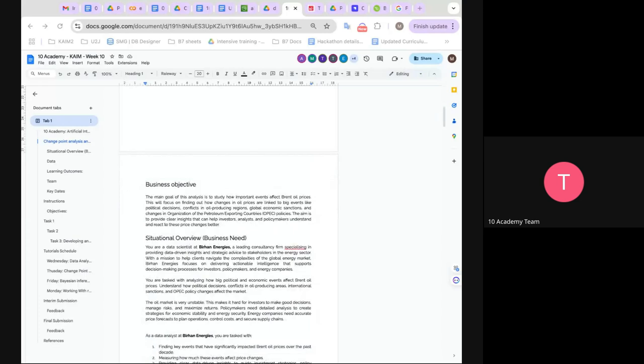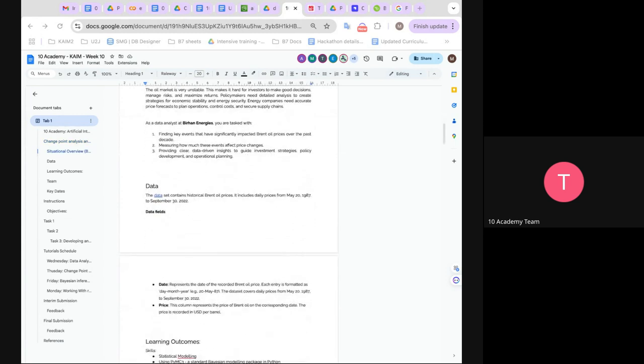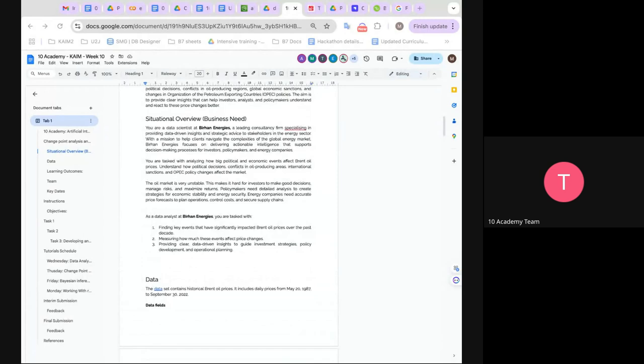So the main goal for today's challenge is to help, as a data scientist, Brahan Energies make a data-driven decision based on previously collected data, which is the price of oil in the past years, starting from 1987 or something like that.